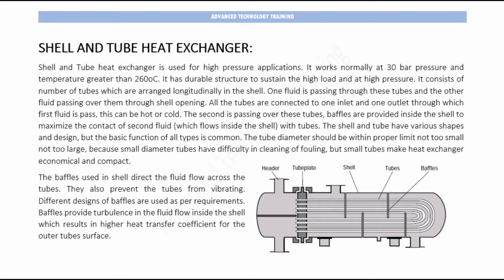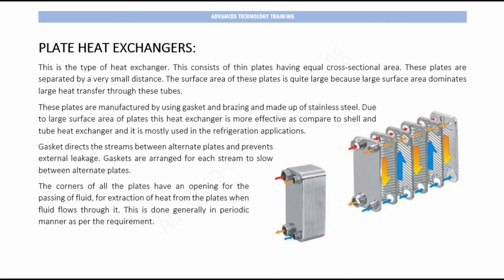The tube diameter should be within a proper limit, not too small, not too large, because small diameter tubes have difficulty in cleaning of fouling, but small tubes make the heat exchanger economical and compact. The baffles used in the shell direct the fluid flow across the tubes. They also prevent the tubes from vibrating. Different designs of baffles are used as per requirements. Baffles provide turbulence in the fluid flow inside the shell, which results in a higher heat transfer coefficient for the outer tube surface.